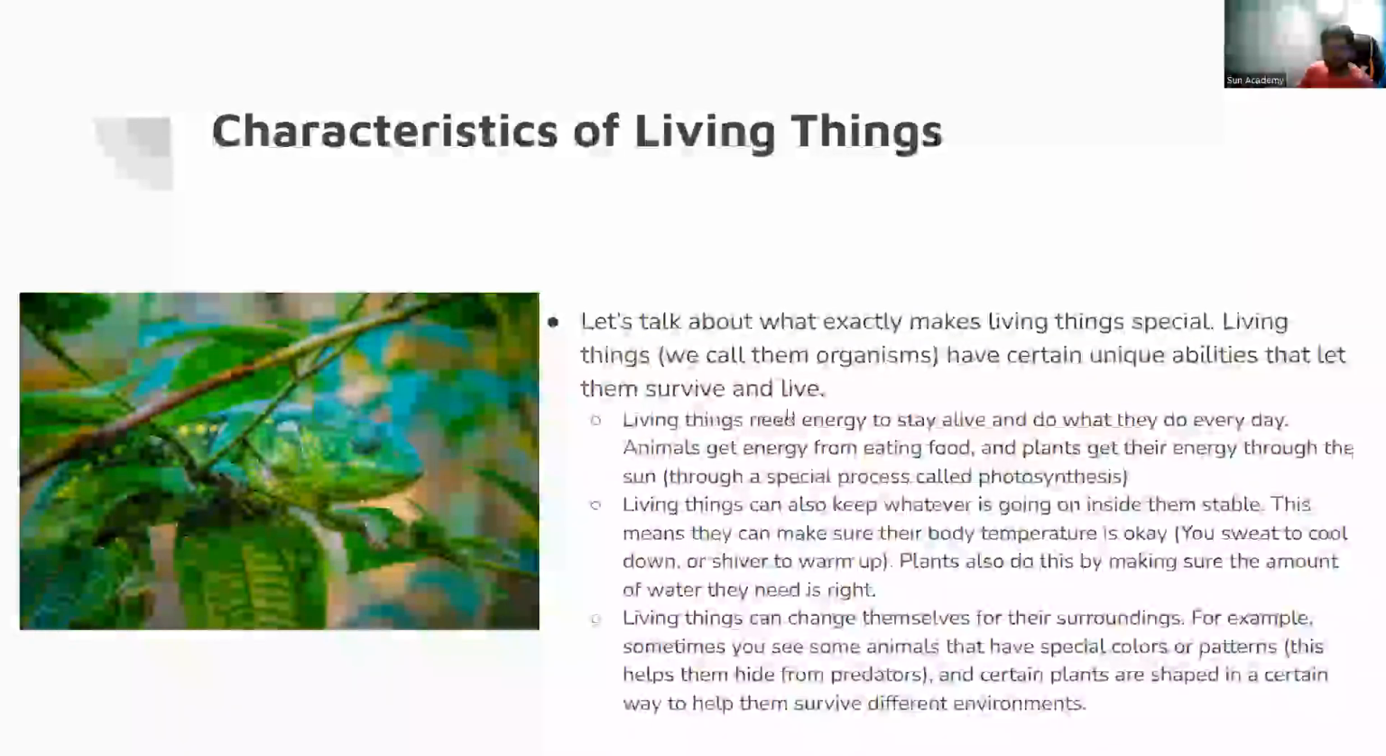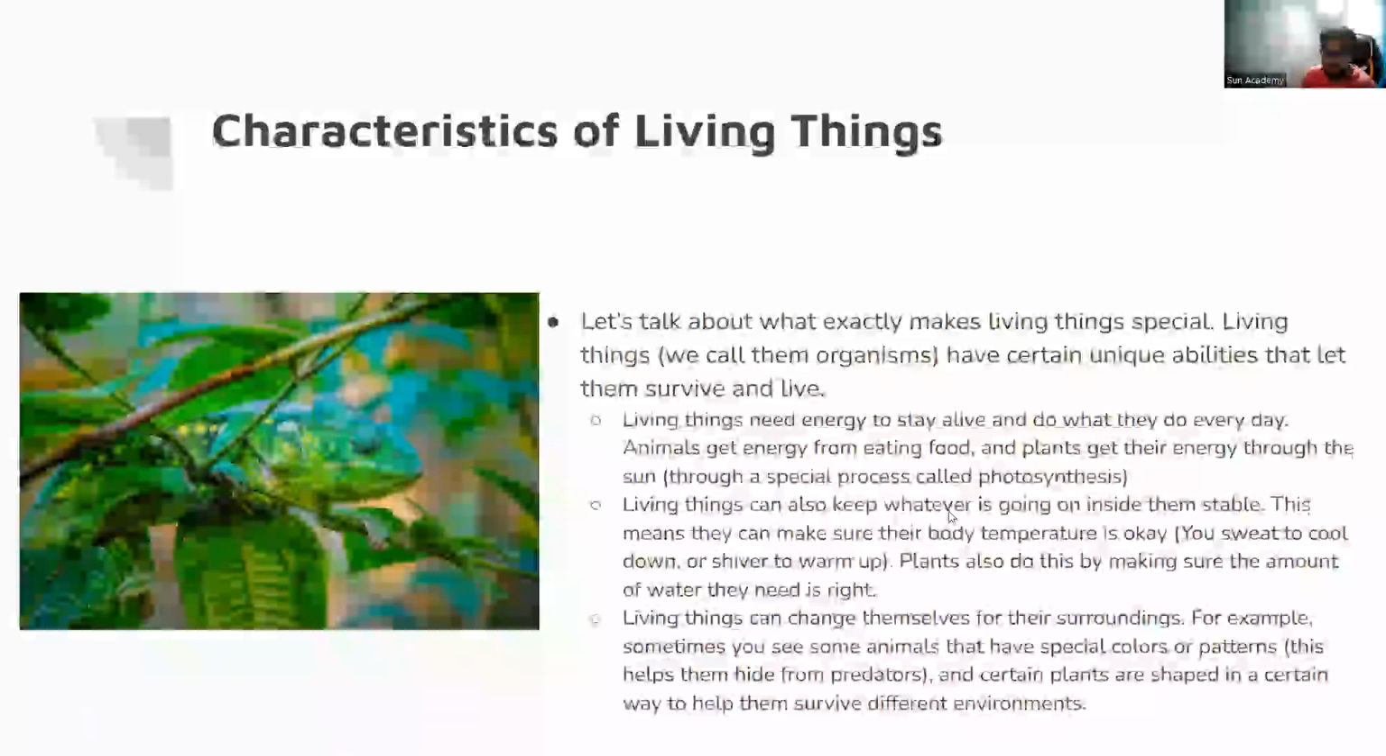Next, living things. So I'll go with organisms. Okay, just remember that organisms need energy to stay alive and do what they do every day. Animals get energy from eating food, and plants get their energy through the sun. And this is a special process called photosynthesis.